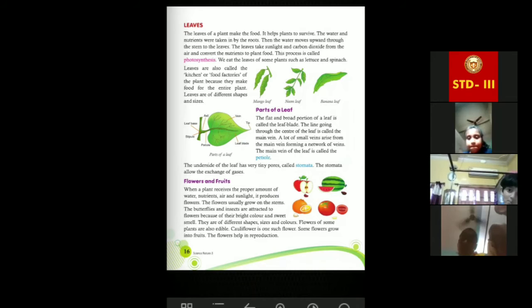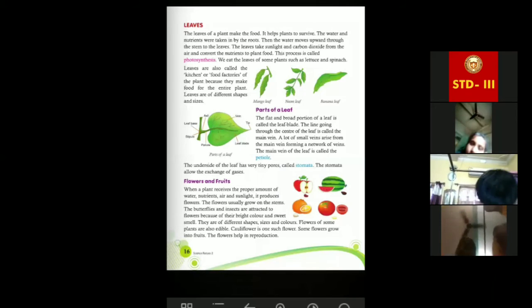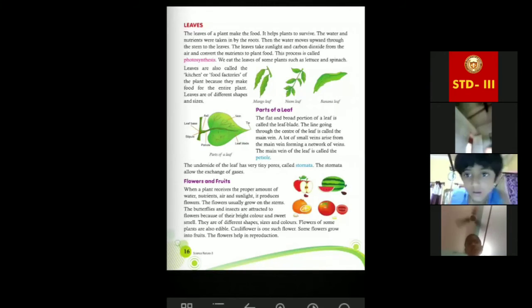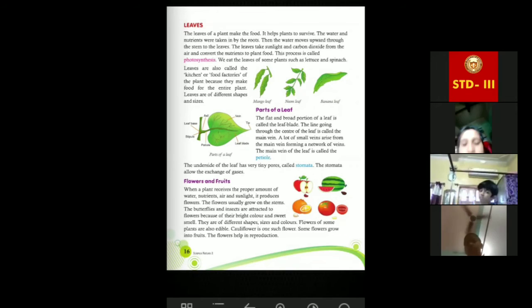The leaves of a plant make the food. It helps plants to survive. The water and nutrients are taken in by the roots. Then the water moves upward through the stem to the leaves. The leaves take sunlight and carbon dioxide from the air and convert the nutrients to plant food. This process is called photosynthesis.